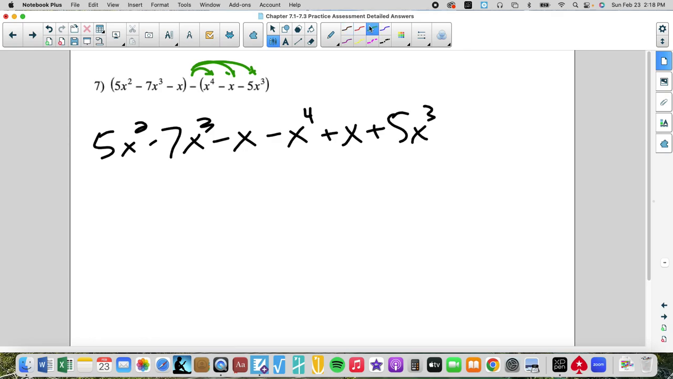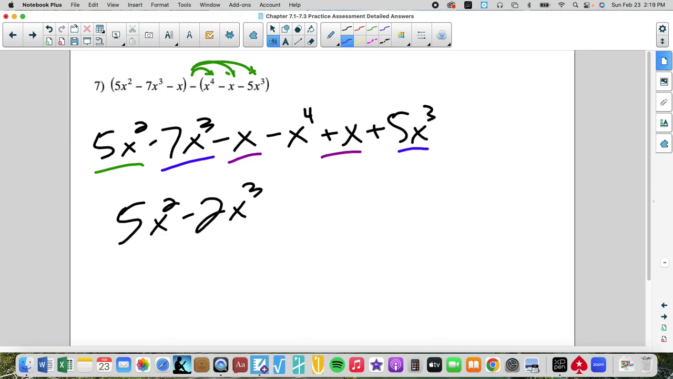Let's find partners. X squared, no partner. So 5x squared. We got x to the third. So negative 7 and positive 5 makes negative 2x to the third. We have x, oh, that's negative x and positive x. Those cancel. And then we have negative x to the fourth. That doesn't have a partner. Negative x to the fourth. So putting it in standard form.